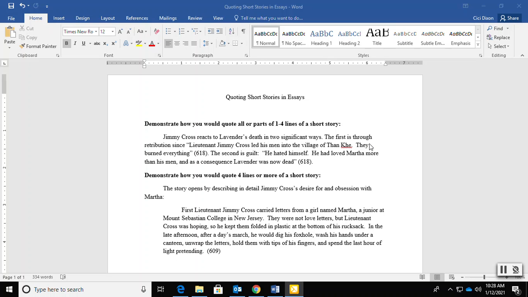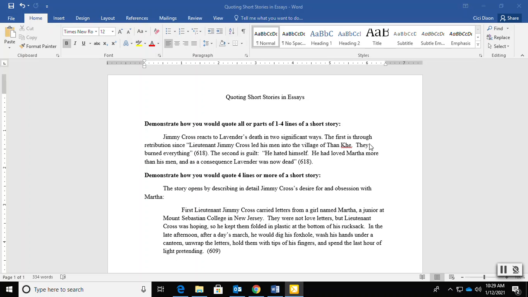Okay, so here I have 2 sentences that I'm actually quoting. So Jimmy Cross reacts to Lavender's death in 2 significant ways. The first is through retribution, since Lieutenant Jimmy Cross led his men into the village of Tonquet, they burned everything. The second is guilt. He hated himself, he had loved Martha more than his men, and as a consequence, Lavender was now dead. Now notice a couple of things here.